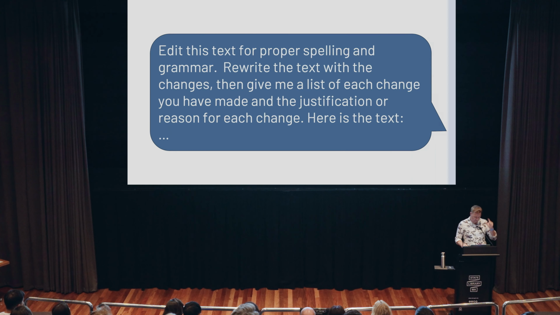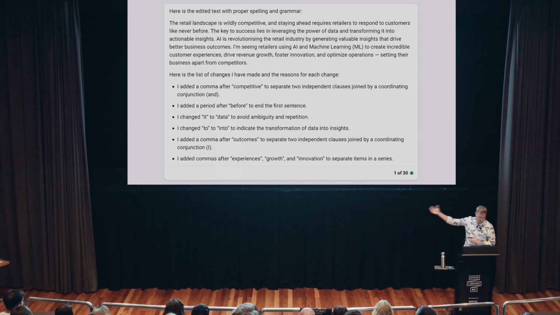So you can add a bit more context or a little bit more instructions about the output that you want. So rewrite this text with the changes and then give me a list of each change that you've made and a justification or reason for each change. And then, ta-da! So there's the edited text, the first paragraph, and there's a complete list of the changes, and it's explained why it's made each of those changes. So I can decide, actually, do I want to keep that or not? Which I think is cool. This is a real game changer for me. I find it super helpful in day-to-day work.